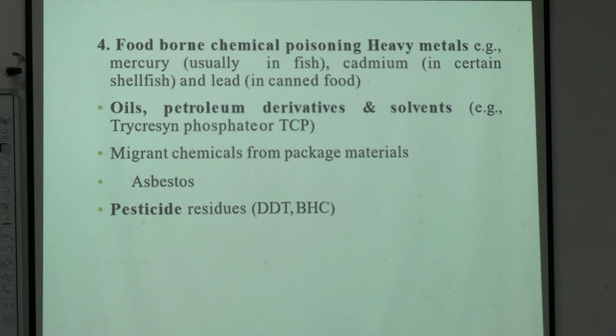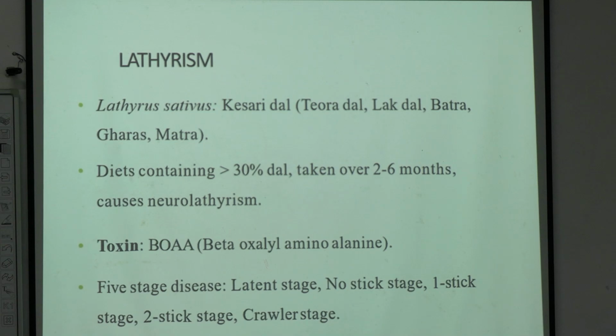And you also have foodborne chemical poisoning from fish like mercury, and you have poisons from oil and petroleum and pesticide derivatives. But the question which is asked is this: what is lathyrism? This is a common question which is asked in university exams, your internal exams, and often asked in the orals also. So what is it?